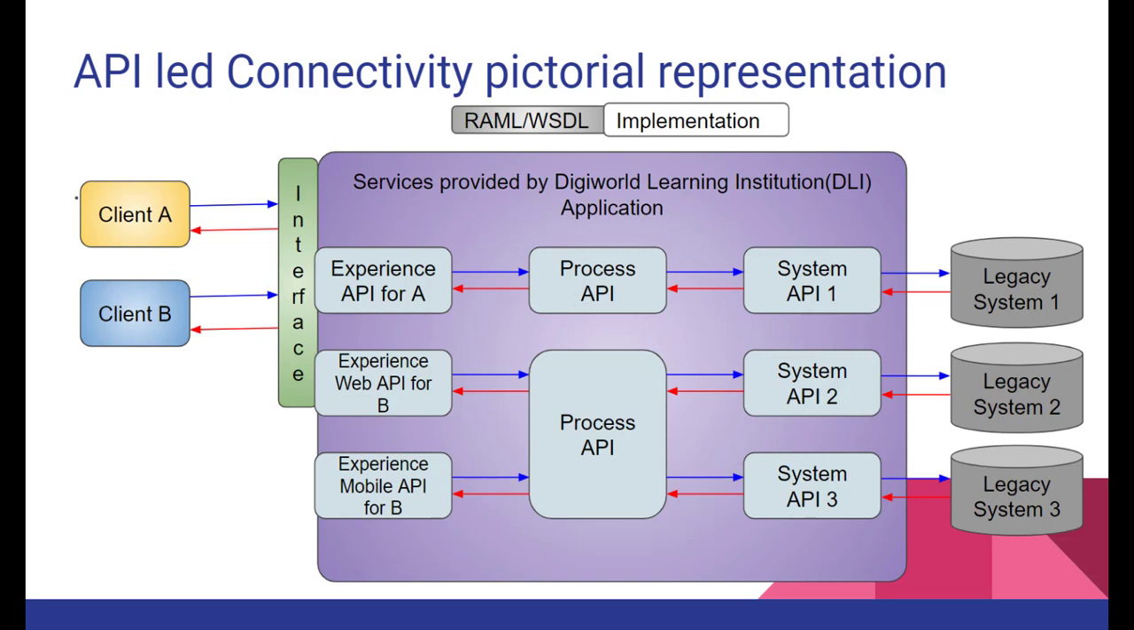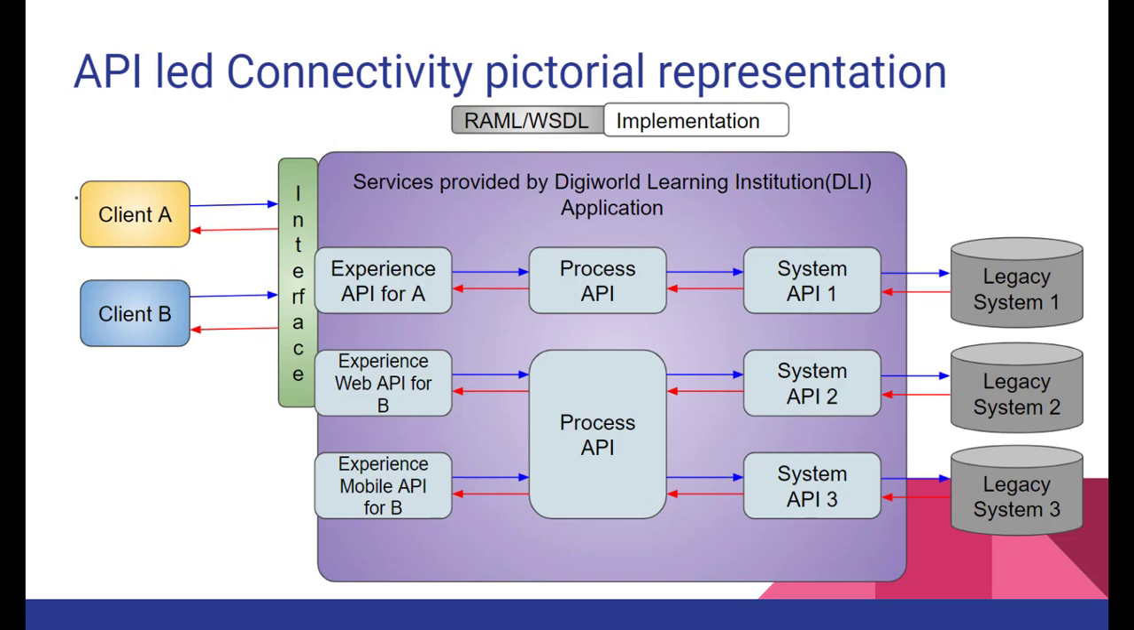So why is it called the API led connectivity? Because the connectivity, or the passing of data or processing of data, is happening through interacting with different kinds of API, which are experience API, process API, and system API, right? So as we are using the API led approach to connect to the systems and also to connect with the client, that is why it is called API led connectivity, right?